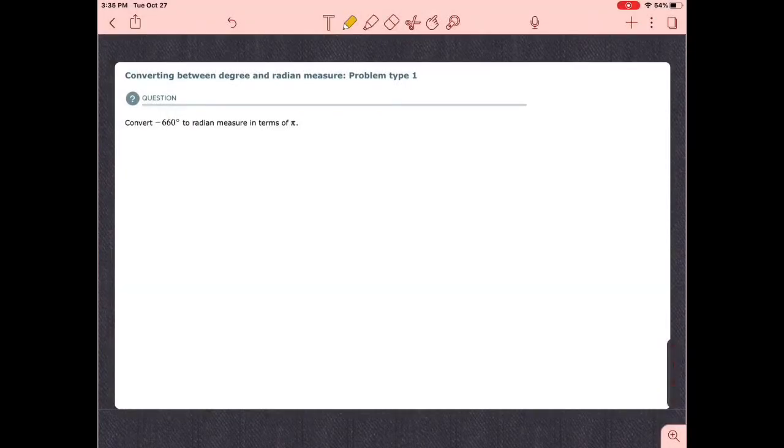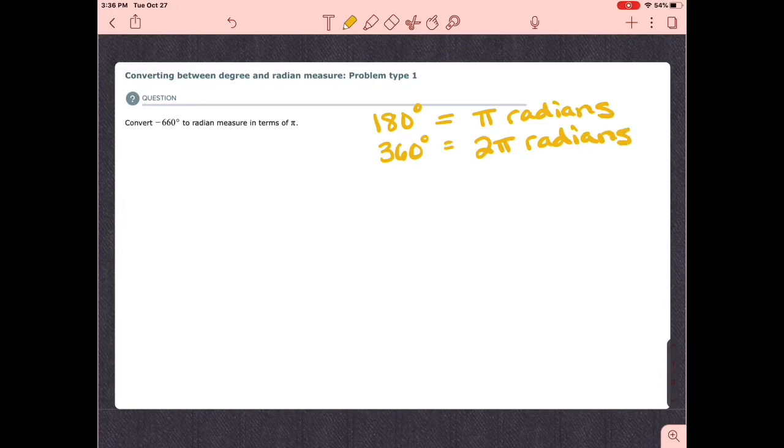Hi guys, let's talk about converting between degree and radian measure. So one thing that we know is that 180 degrees is the same as pi radians. It's a little less convenient, but it's true that 360 degrees equals 2 pi radians. So these are unit conversions. Basically we're just converting here.